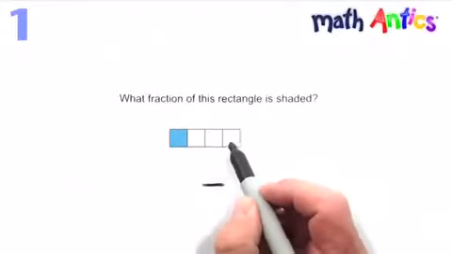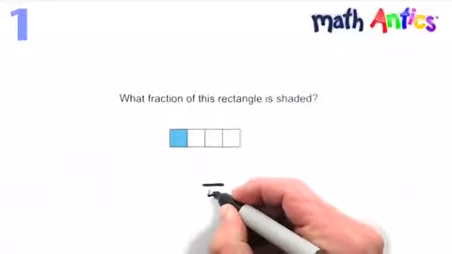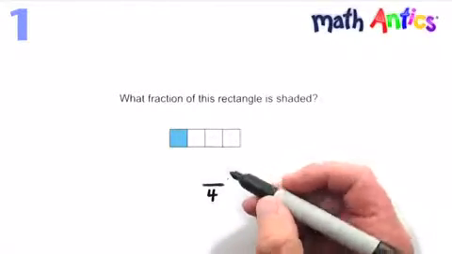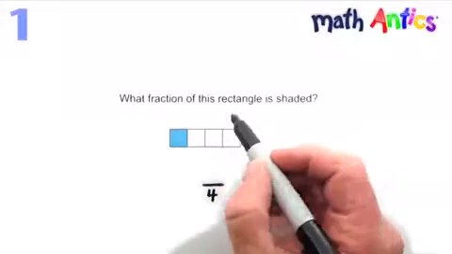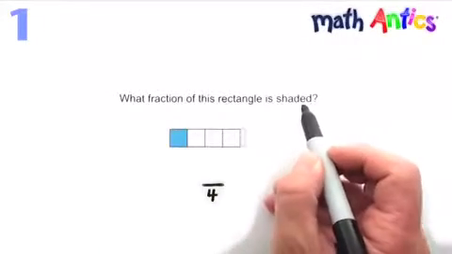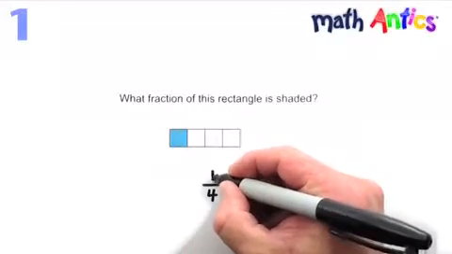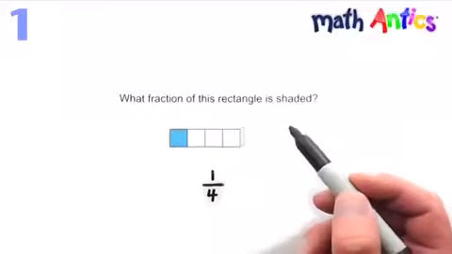This rectangle is divided up into 1, 2, 3, 4 parts. So 4 will be our bottom number or denominator. And then the top number tells us how many parts we're considering at the time. In this case, it wants to know how many parts are shaded. So since this one part is shaded, that's our top number. So 1/4 of this rectangle is shaded.